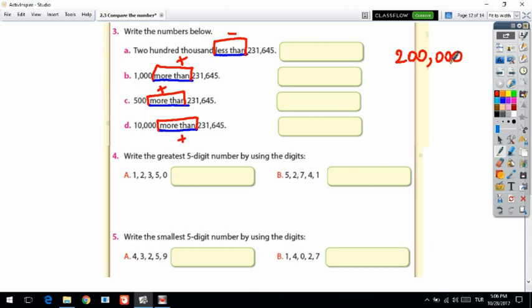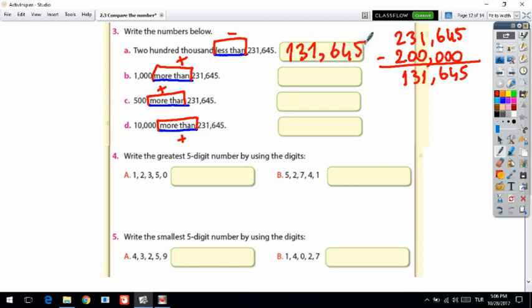So first I have the number 231,645. I am writing it here, 231,645. Then let's subtract them. 5 minus 0, 5, 4, 6, comma, 1, 3, 1. So your answer is 131,645.